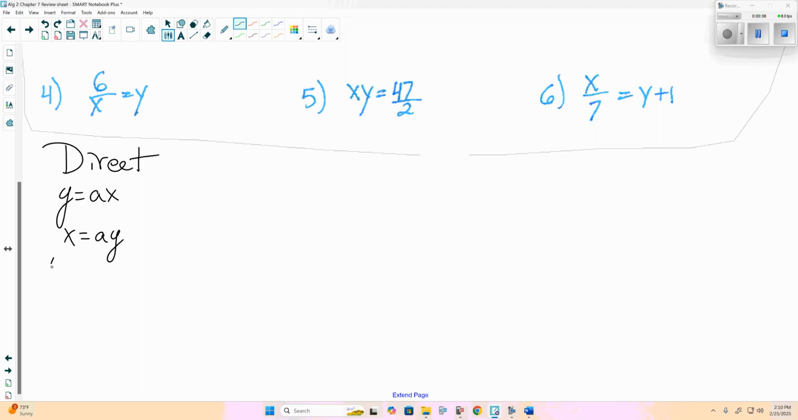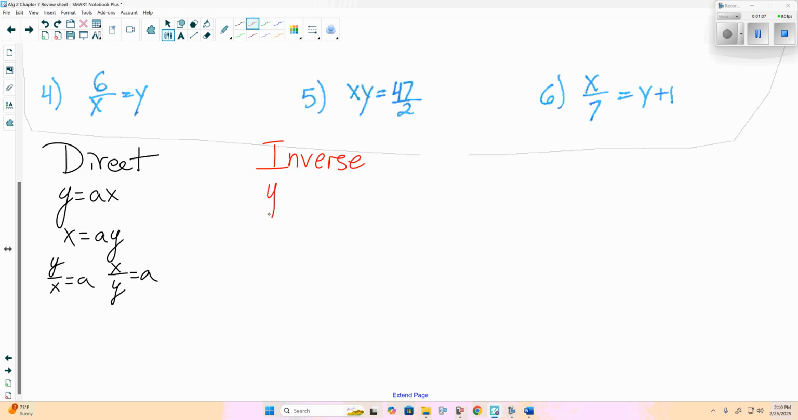Now, there were two other forms that we had. Y over x is equal to a, or really we can say x over y is equal to a. We didn't really talk too much about x over y, but it's really not that much different from y over x. All we did was just flip the x and y. But any of these four here are direct variation. So if we have an equation that shows up in one of these four, it'd be direct.